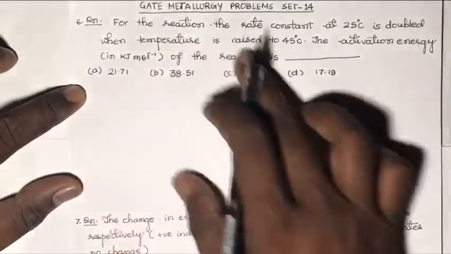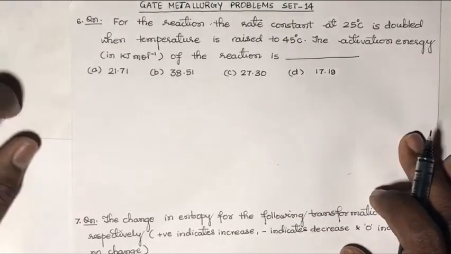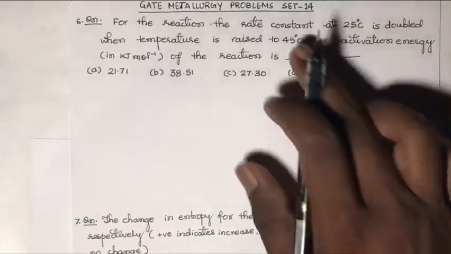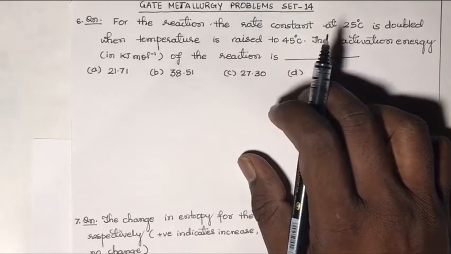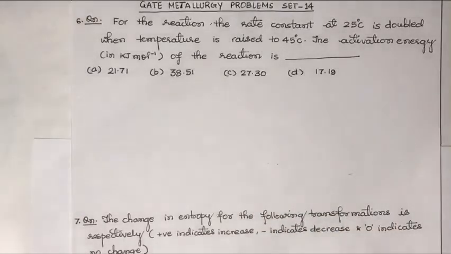The question is, for the reaction, the rate constant at 25 degrees centigrade is doubled when the temperature is raised to 45 degrees centigrade. The activation energy of the reaction is, so we have to calculate the activation energy. So basically in this problem, we have to find the activation energy, and the given information is that the rate constant gets doubled on increasing the temperature from 25 degrees centigrade to 45 degrees centigrade.